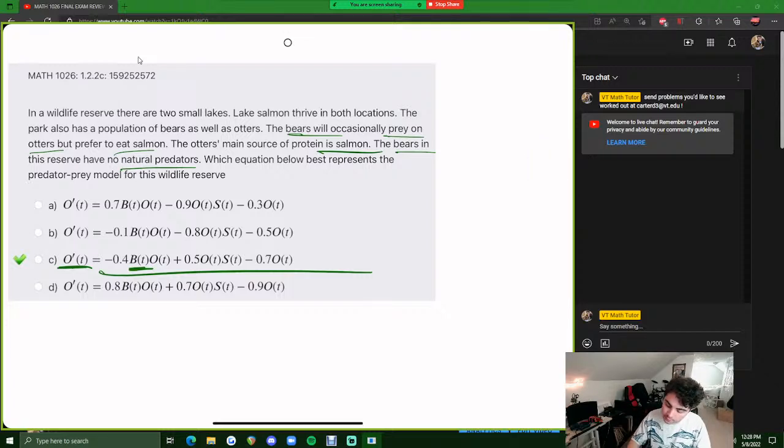And then what else do we know? We know that otters feed on salmon, which means the more salmon, the more S there are, it should have a positive impact. So basically, the bears that are eating otters should have a negative impact. The salmon that are being eaten by otters should have a positive impact. And then naturally, the more otters there are, they're going to be competing against one another. So it's sort of going to have a negative impact on its own population simultaneously. I'll just leave it at that.